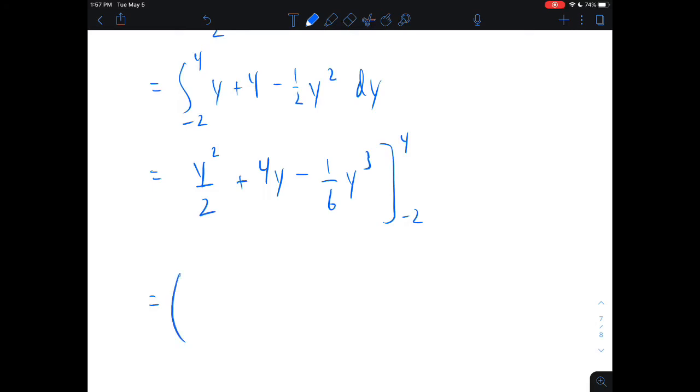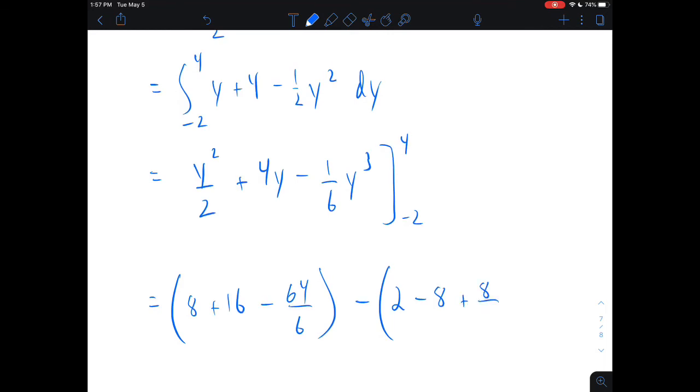So I get 4 squared over 2, which is 16 divided by 2, or 8, plus 4 times 4, which is 16, minus 4 cubed, which is 64 over 6, and then minus, now -2 squared is 4, divided by 2 is 2, plus 4 times -2, so minus 8, and then minus 1/6 times -2 cubed, that's -1/6 times -8, which would be positive 8 over 6.